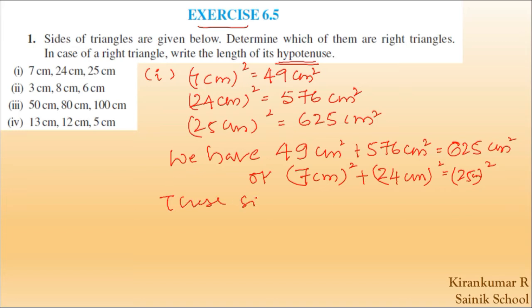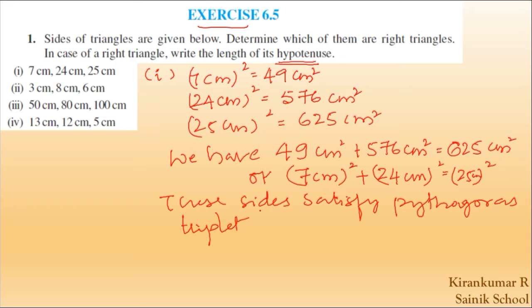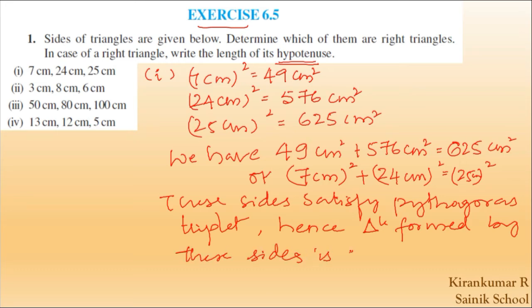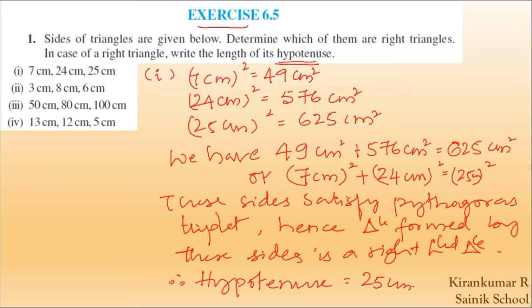These sides satisfy Pythagoras triplet. Hence, the triangle formed by these sides is a right triangle or right-angled triangle. Therefore, hypotenuse is the longest side. Here in this case, the hypotenuse is 25 centimeter. The rest of the 3 sub-questions you can solve.